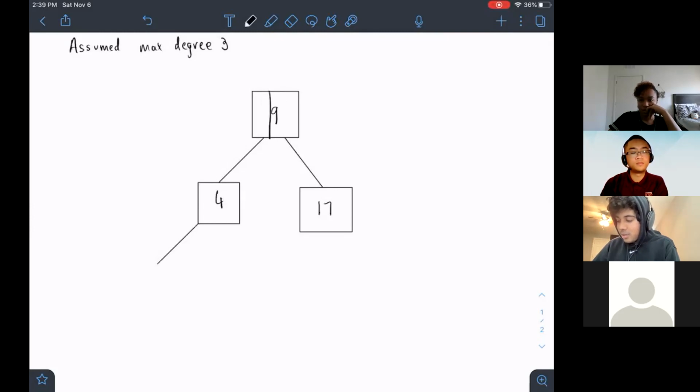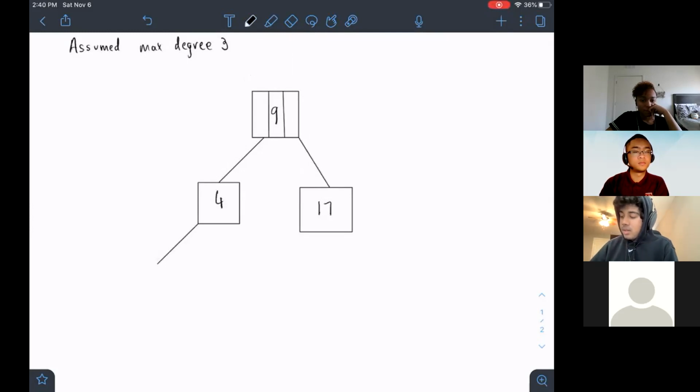If Notability would cooperate. It hates me today for some reason. It's just automatically connecting them when I didn't ask it to, but I can just redraw that.